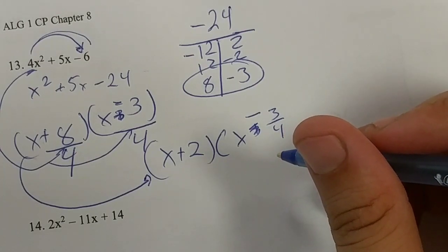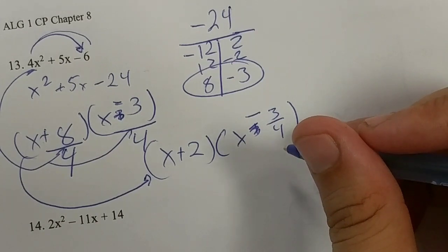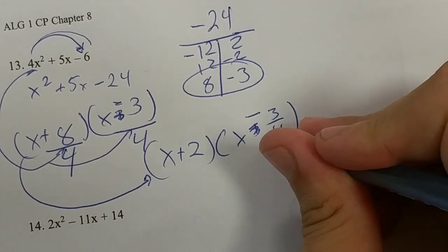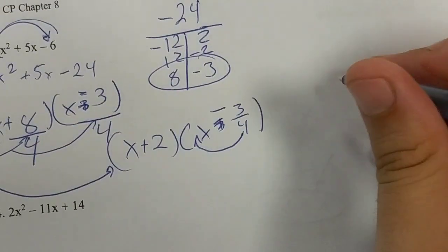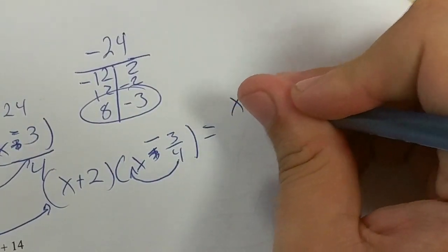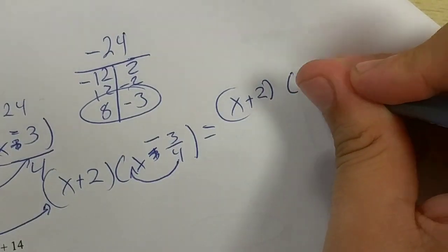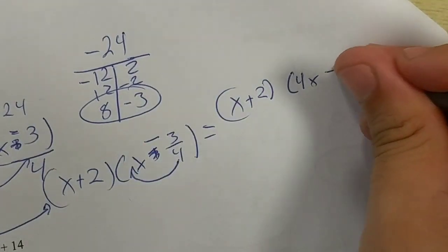And because it's still a fraction, I want to do one thing to fix it. It's to slide it back. So my final answer is x plus 2 and 4x, that 4 that moved to the front, minus 3.